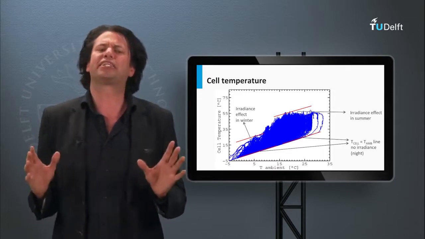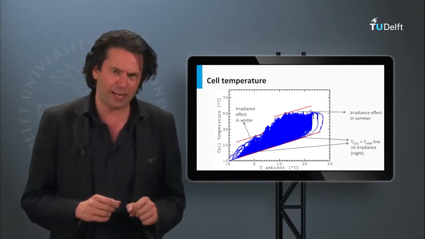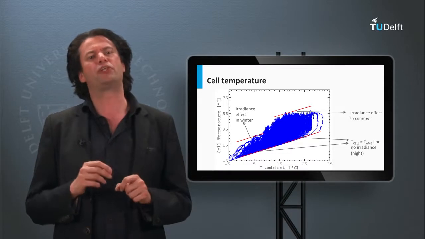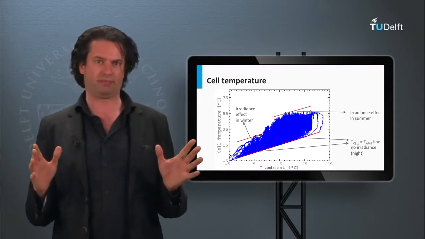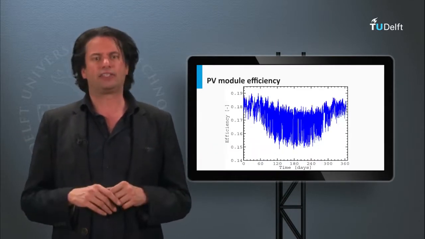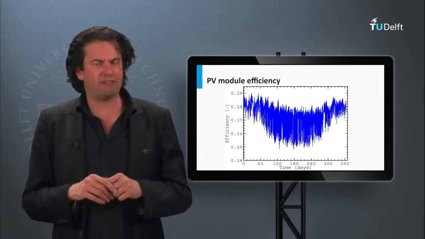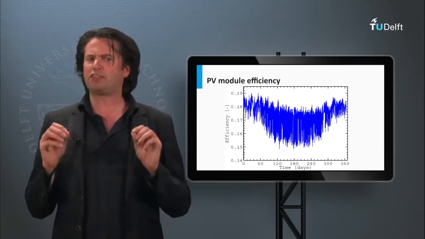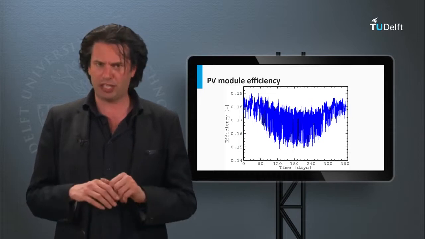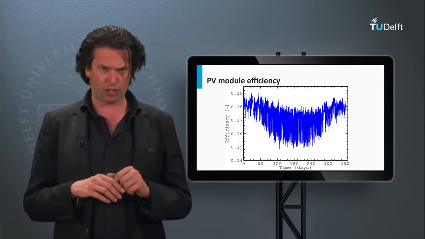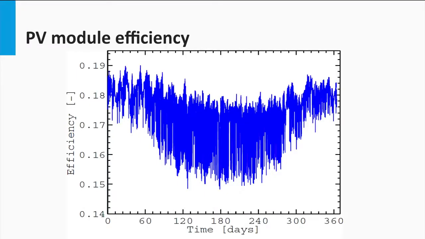So how serious can this temperature effect be for a PV module's output over the calendar year? At the PVMD group of the Delft University of Technology, we have done an extensive study on the temperature effects on the PV module's output. In this graph, you can see the efficiency of a PV module over a calendar year as modeled using actual temperature and irradiance data for the Netherlands in 2012.